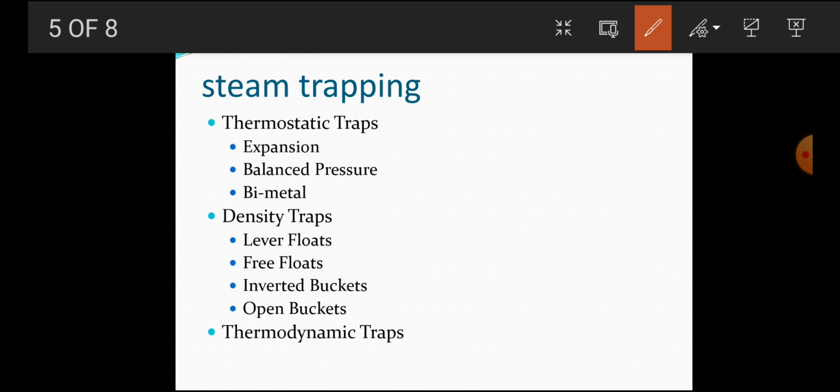So due to the principle of buoyancy, it works. There are two basic categories of mechanical traps that operate on the density principle, that is float and bucket. They are classified here in four categories: lever float, free float, inverted bucket and open bucket.